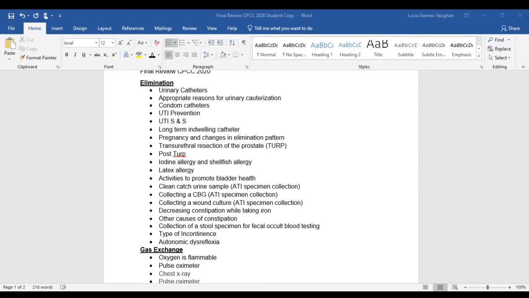Types of incontinence. The easiest thing for you to do is possibly go to your elimination PowerPoint and copy and paste the table. But I'm just going to go over the table really briefly. Types of incontinence: stress incontinence, leakage of a small amount of urine during physical movement, coughing, sneezing, exercising.